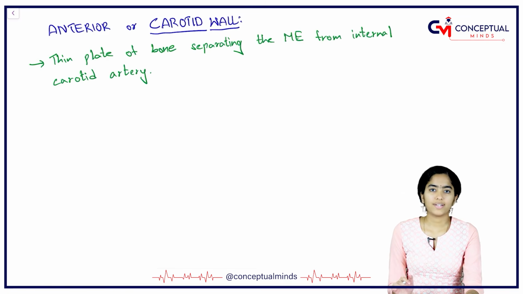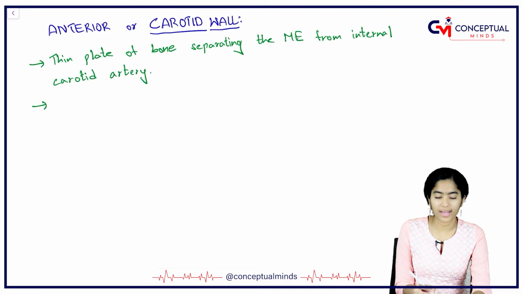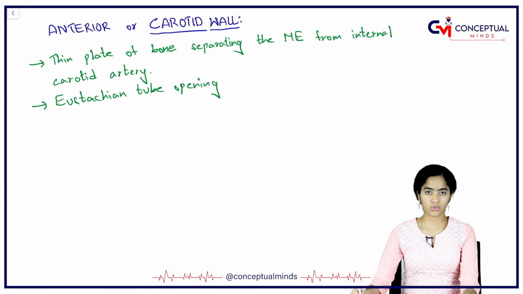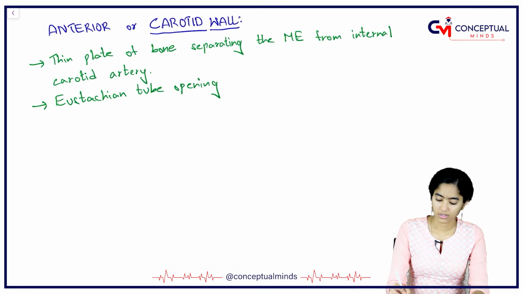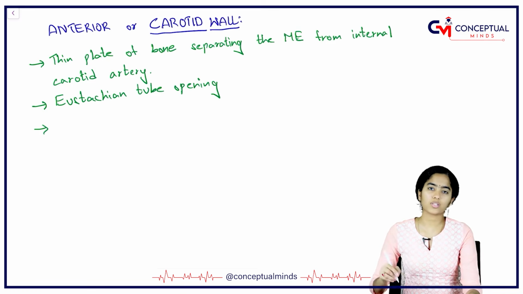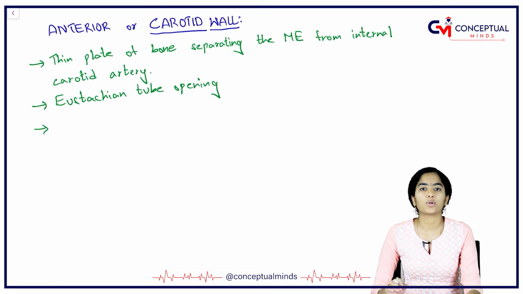On top, I told you it is deficient. The wall is not continuous. So what are the structures that we have? There is the eustachian tube opening, present on the anterior wall. What is the eustachian tube? It connects the middle ear with the nasopharynx, also called the pharyngotympanic tube. Next, that part of the middle ear that is around this eustachian tube opening is called the protympanum.